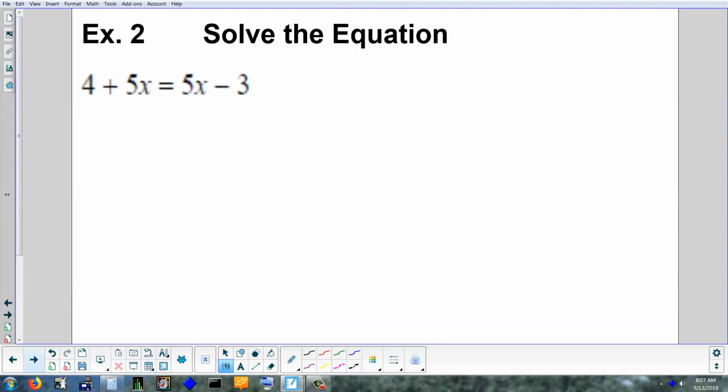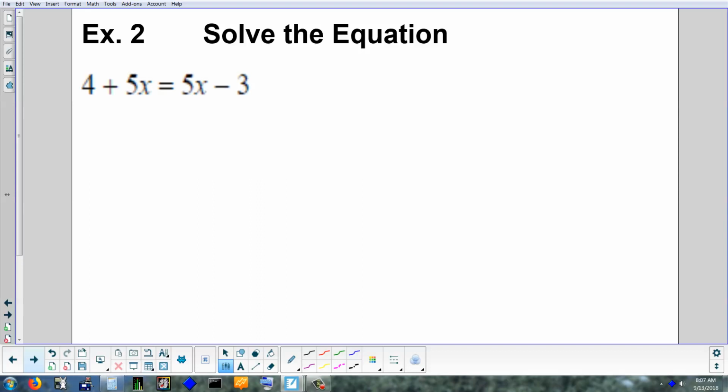Okay, so let's see if we can solve this one. 4 plus 5x equals 5x minus 3. Now, it's up to you if you want to get all the numbers without variables on the same side first, or get the terms with variables on the same side. I think we should deal with the 5x first. How about Melanie? What side do you want to put all the variables on? The right side. Okay, it doesn't really matter. You'll see why in a second. But let's put all the variables on the right.